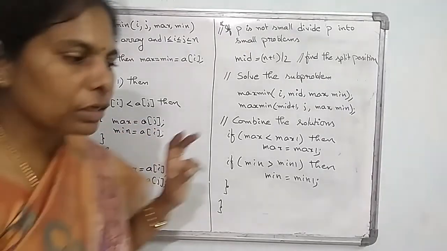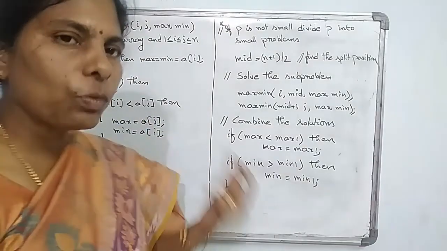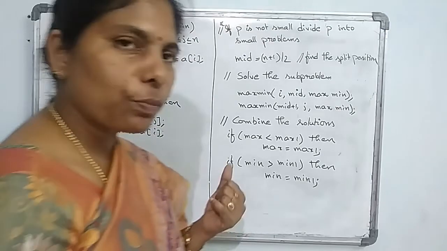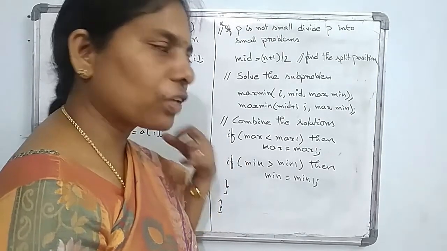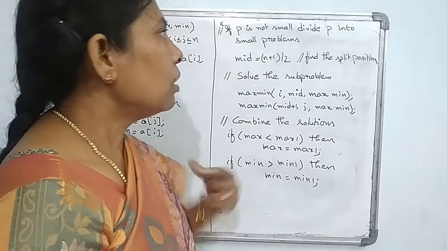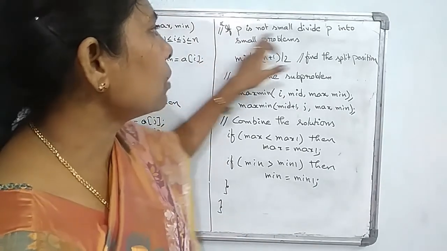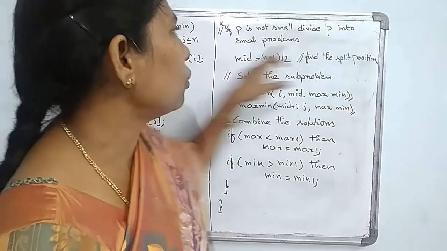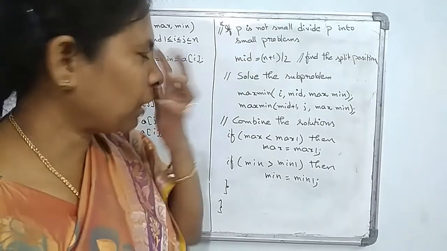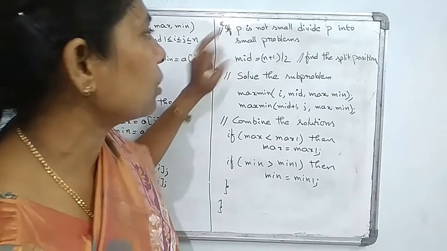But if the array does not have just two elements, at that time you can apply the divide and conquer approach. The divide and conquer approach means first you divide the given array into small arrays or small problems. If P is not small, divide P into small problems. Here P is the array of elements, so whatever array elements you have come under P.